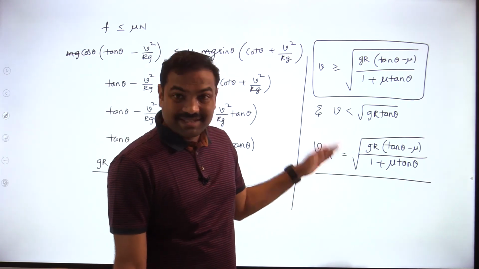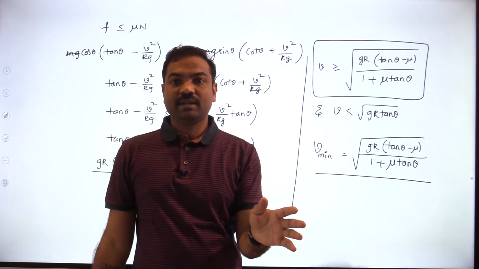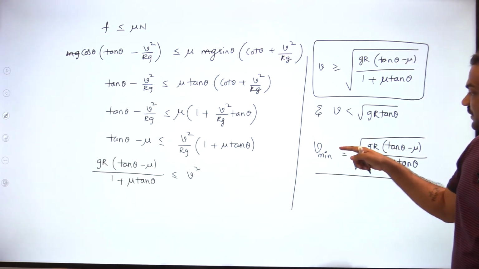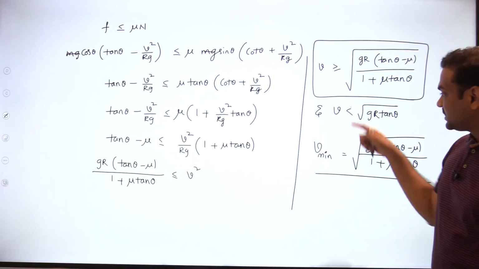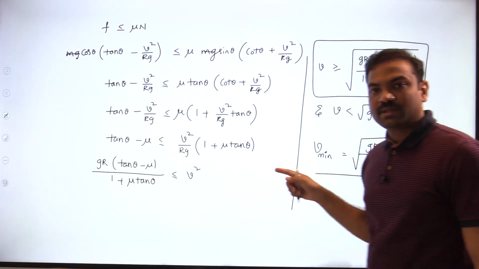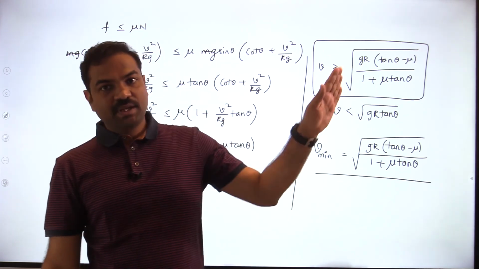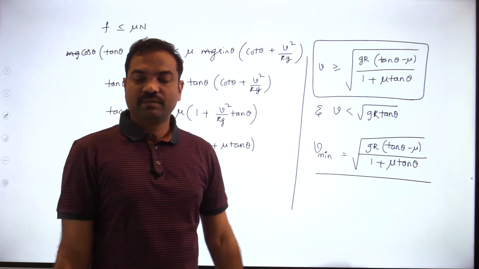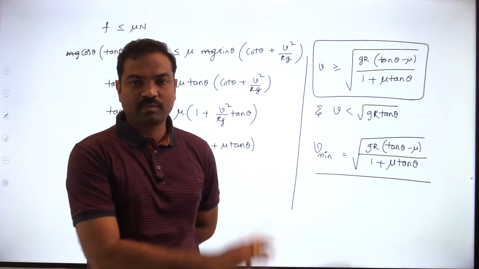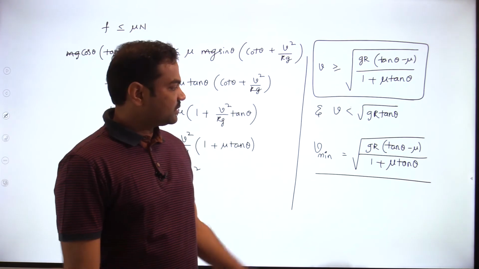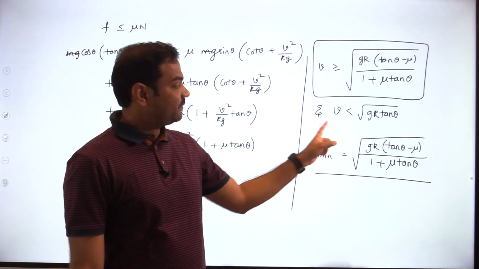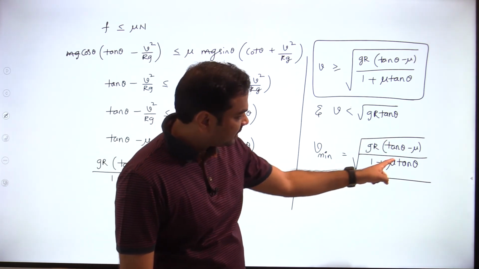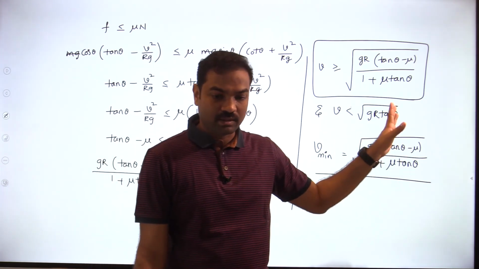If it is less than this minimum speed, then it will skid inside. Friction won't support less than this speed. Friction will support in between this speed and this. If the speed is in between these two numbers, then friction will act up the incline and the vehicle can take the turn. No problem, because friction is supporting it. Friction will support the necessary centripetal force or normal reaction force, anything. So this is the minimum speed it can maintain even if your velocity is less than root gr tan theta. That minimum speed purely depends on the coefficient of friction between the road and obviously the tires.